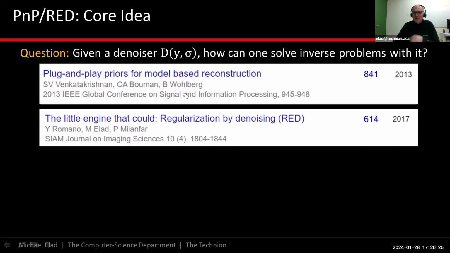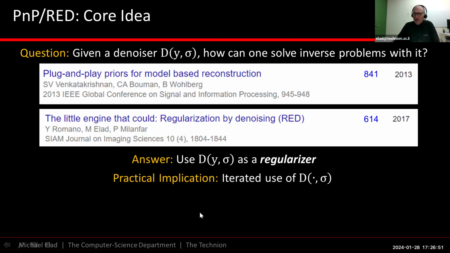I was very influenced, and several years afterwards, I published together with a friend, Peyman Milanfar, and with Yaniv Romano. You might know Yaniv, he is a faculty member in our department. A paper called Regularization by Denoising, RED, something that is a twist over that paper. Both papers are basically saying if you have a denoiser, you can use it to regularize your inverse problem. And it's a solid concept. Let me show you in a minute how it works.